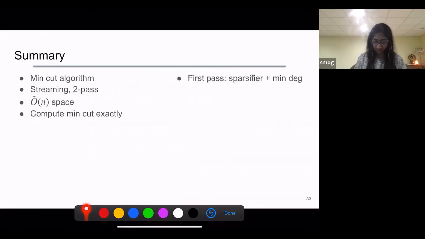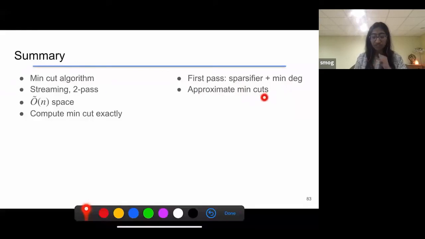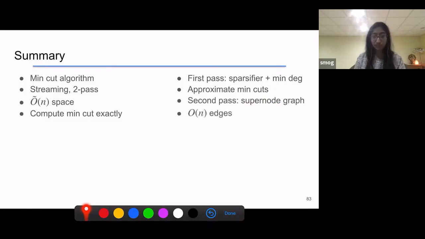So in the first pass we found the min degree, and that's all we had to do for the trivial cuts. And then from the sparsifier that we also constructed, we found some set of approximate non-trivial cuts, got a supernode graph from that, and we just proved that the total space of the supernode graph is only O of n edges. So after getting the supernode graph, we just find the non-trivial cut from that and output the min of the trivial and non-trivial cuts that we found.